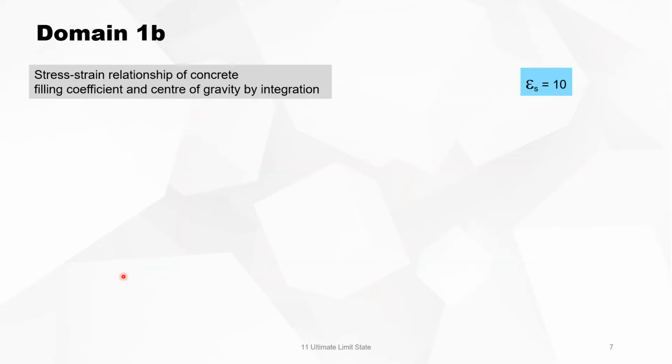Now, through the stress-strain relationship of concrete that we saw in lesson 1, the filling coefficient and the center of gravity we will derive by integration. So in domain 1B, we know epsilon S is 10 per mil, and epsilon C is between 0 and epsilon C2, which is 2 per mil. So this is the parabolic area. The 2 is only valid for concrete grade smaller than C50.